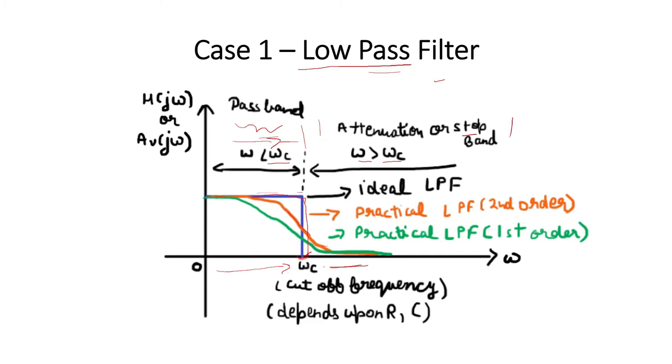So this orange one is the practical graph of a second order low pass filter. For first order it is in green. You can see the difference here. This cutoff frequency depends only upon the R and C.